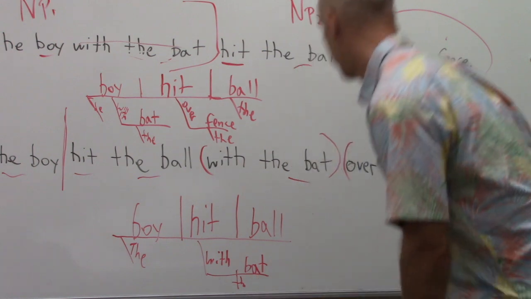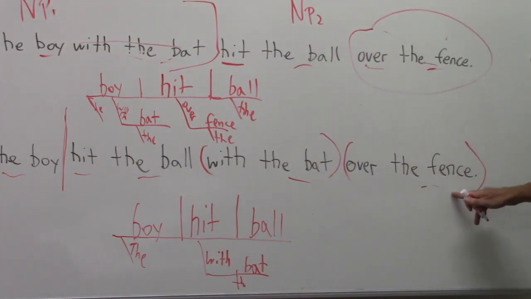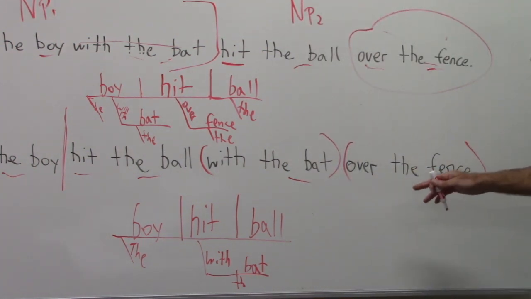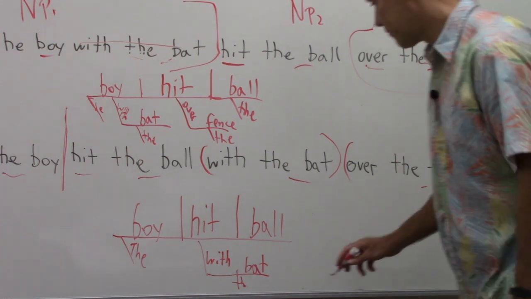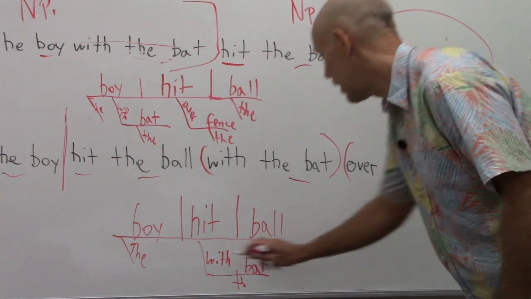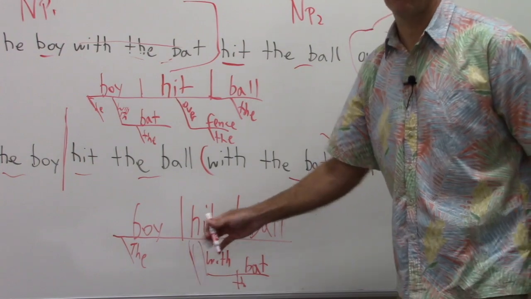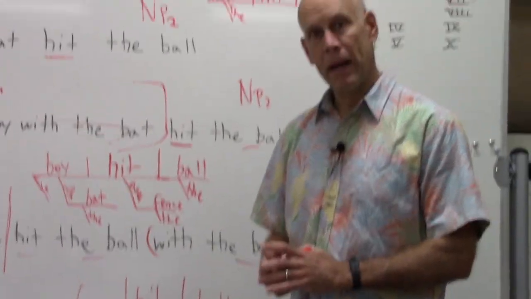Okay, with the bat. And of course, this one, is this saying which boy? Anything like that? No. What is it saying? It's saying where he hit it. Where he hit it, so that would be adverbial down here as well. All right, that's your pattern 7.